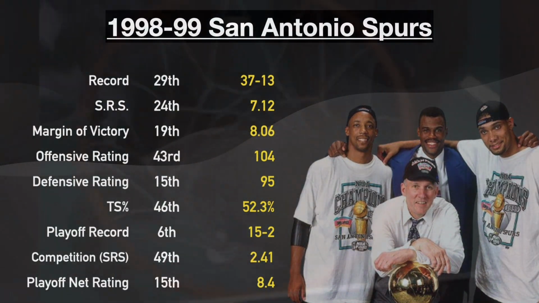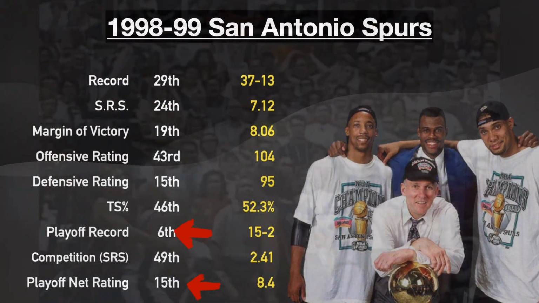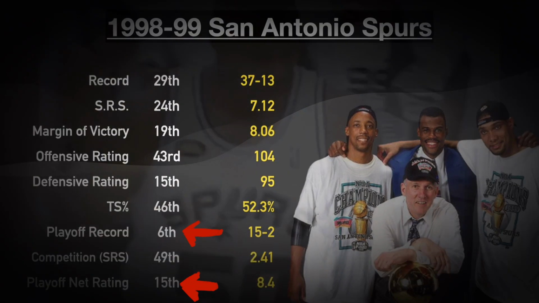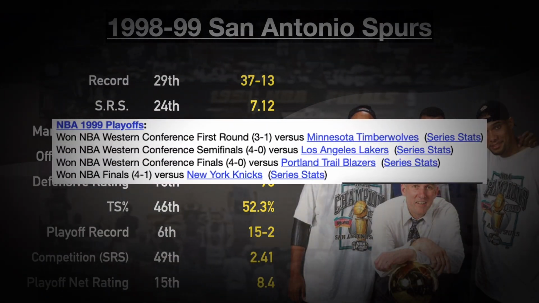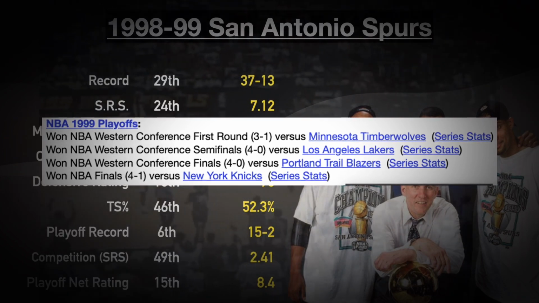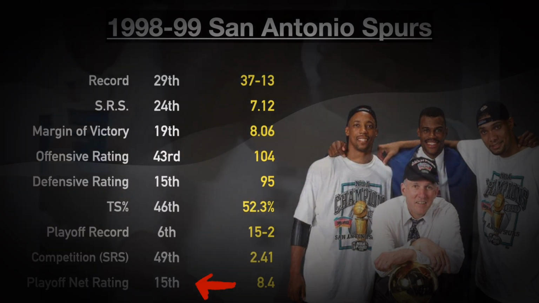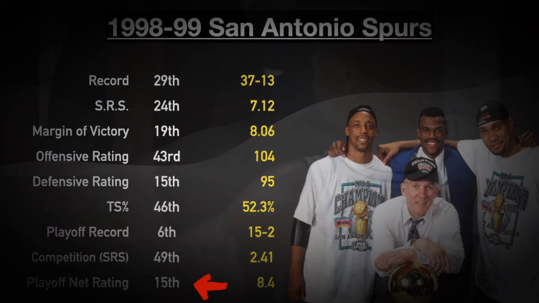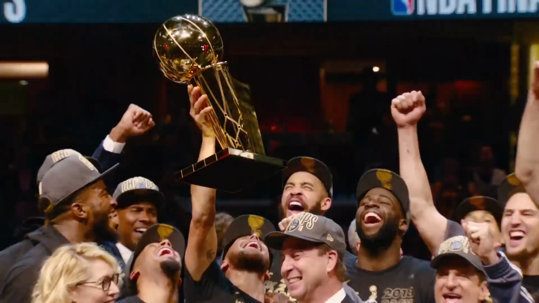Another area where they excel is playoff performance. They had a very impressive 15-2 playoff record, ranking them 6th all-time. In 1999, they beat the T-Wolves in 4 games, swept the Kobe Bryant and Shaq Lakers, swept the Blazers, and beat the Knicks in 5 games in the finals. And they had a net rating in the playoffs of 8.4, ranking them 13th all-time. And that wraps up Tier 5. Now on to Tier 4.